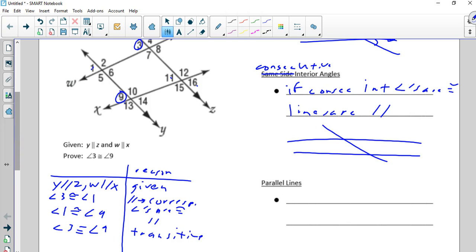Well, they're not going to be congruent. That's just silly, because they can't be. Because one's obtuse and one's acute. So if they're supplementary, take the picture to make my brain wake up. Those two angles, if they are supplementary, then we know we have parallel lines.